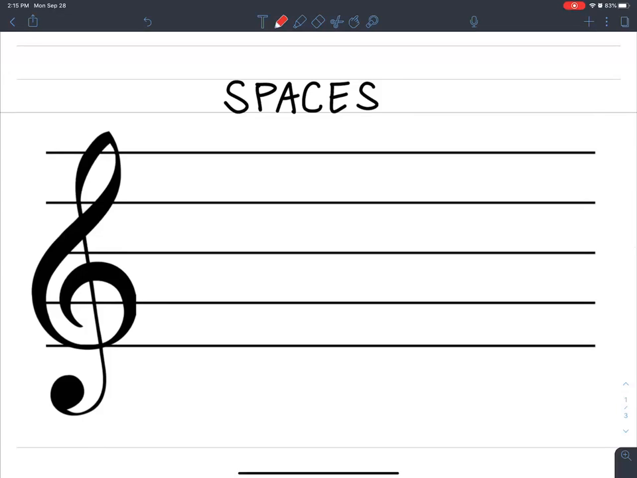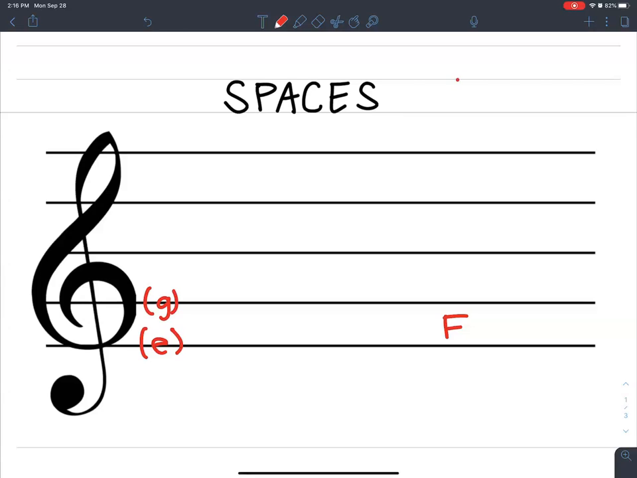All right, so let's talk about the spaces next. Now, we know that this bottom line is going to be E, so we can put that there to help us remember. Now, if that bottom line is E right here, that means right above it is going to be F, okay? Then again, you can work up the staff and up through the alphabet. This would be G.